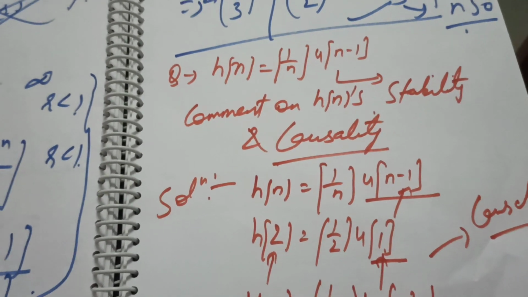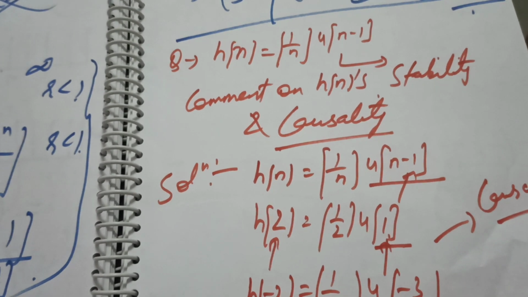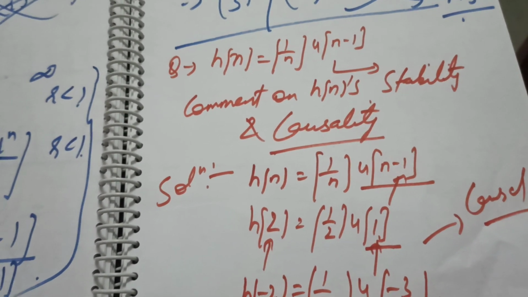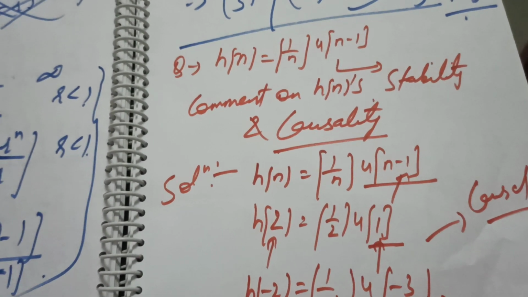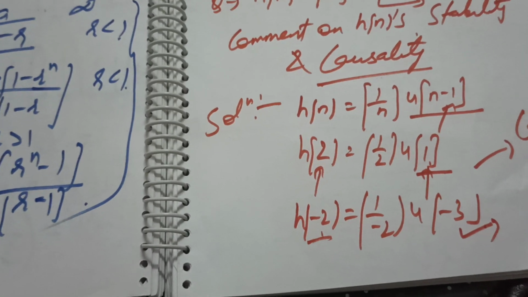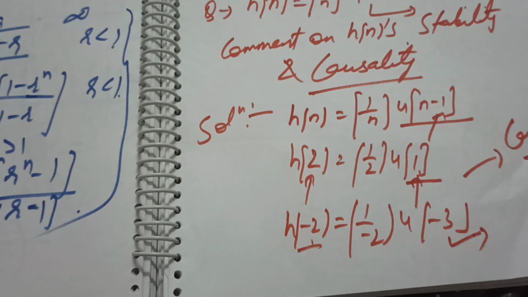This is a system h[n] equals 1 by n u[n minus 1], and we have to discuss the causality and stability of this system. It is very easy. Put n equals 2, then it becomes half u[1]. Again put n equals minus 2, then it becomes 1 upon minus 2 u[minus 3].